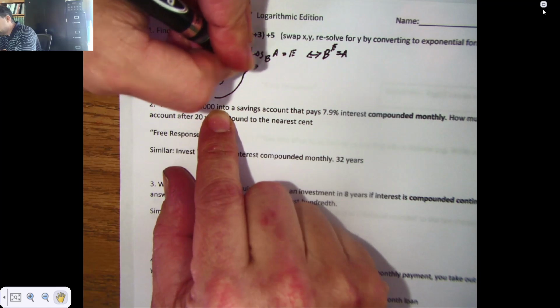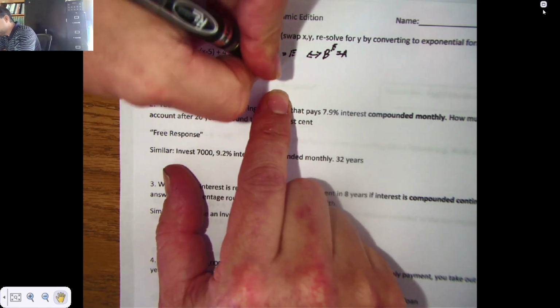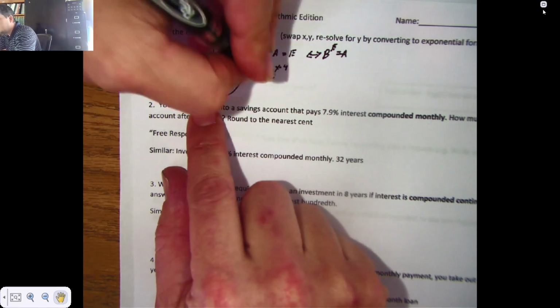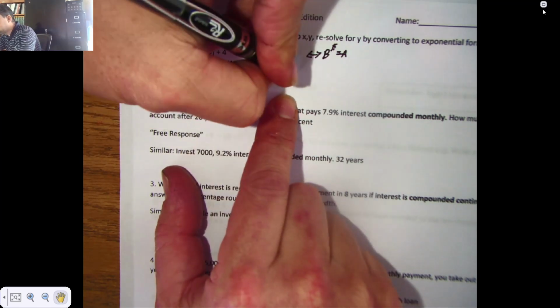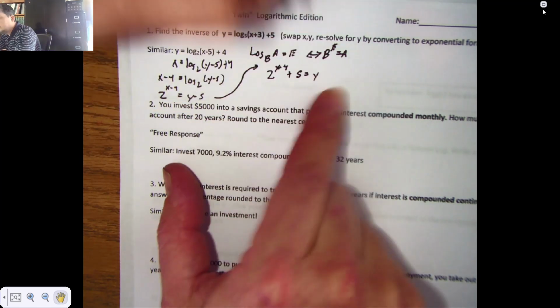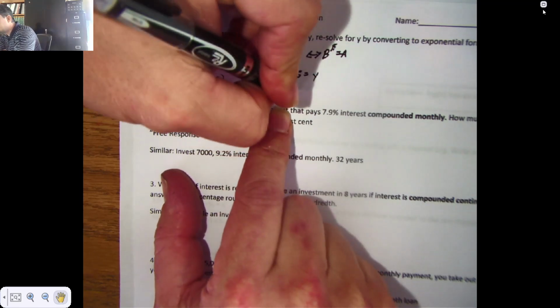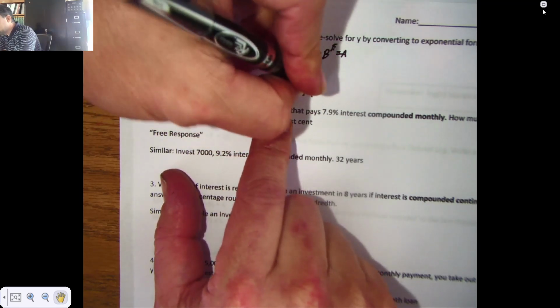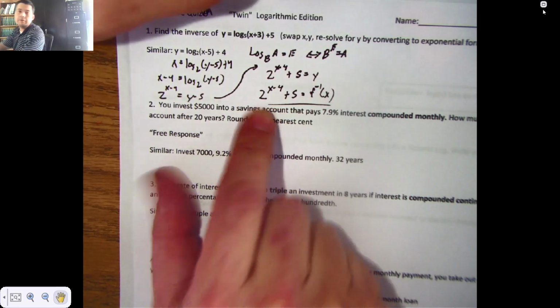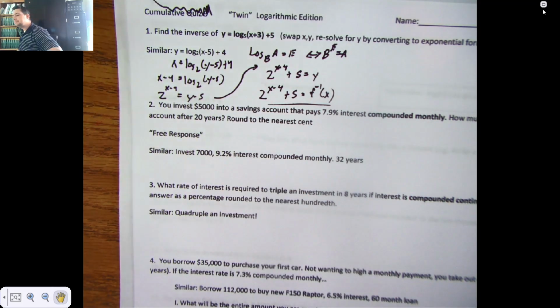Now I'm going to solve for y. 2 to the x minus 4. To isolate the y, I add 5. And I don't leave it as a y. I have to rewrite that as the inverse of f of x, with that notation, f to the negative first power of x. It's not a hard problem.